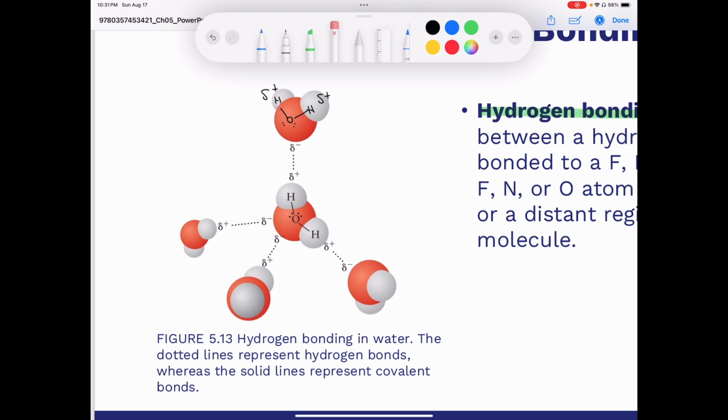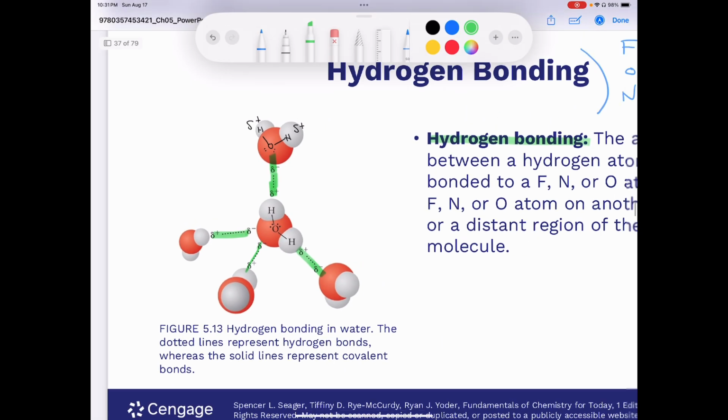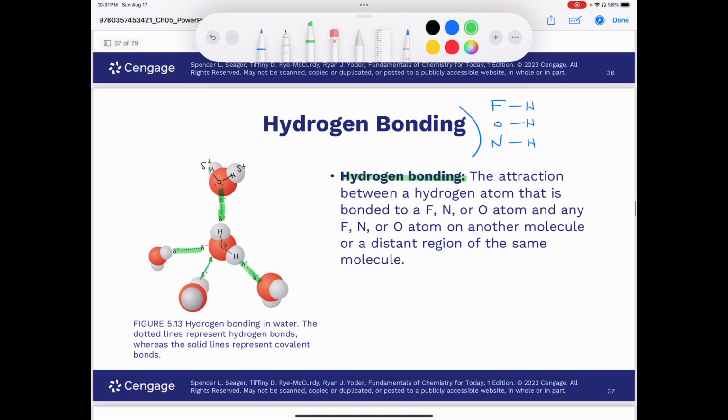Sorry, I put this delta negative here, but they're saying this delta negative is tied to the lone pairs on the oxygen. So what they're showing here is the interaction between the delta negative on the oxygen and the delta plus on a hydrogen. And you see another one here, and another one here, and another one here. And so that is hydrogen bonding.